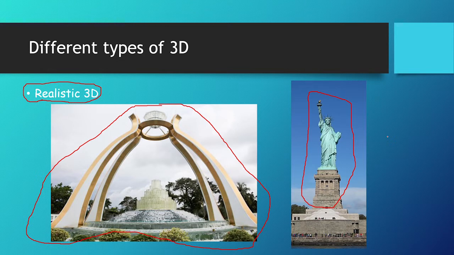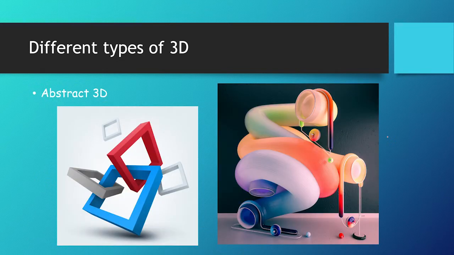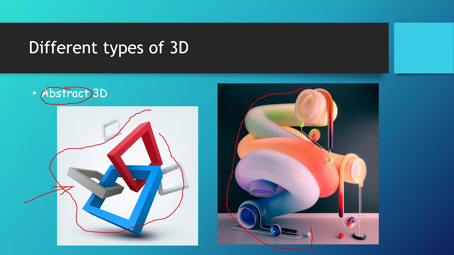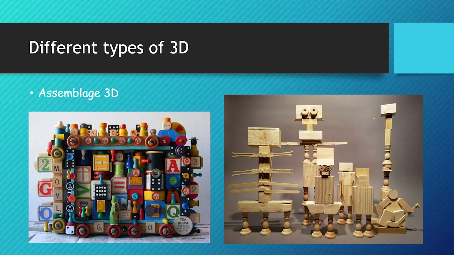Moving on, another type of 3D, we have abstract 3D. Abstract means something like this. It's difficult to guess what is the meaning of these shapes combined together. What about this? It is quite difficult to understand what the artist is trying to do by combining all these shapes. So we call this abstract 3D.